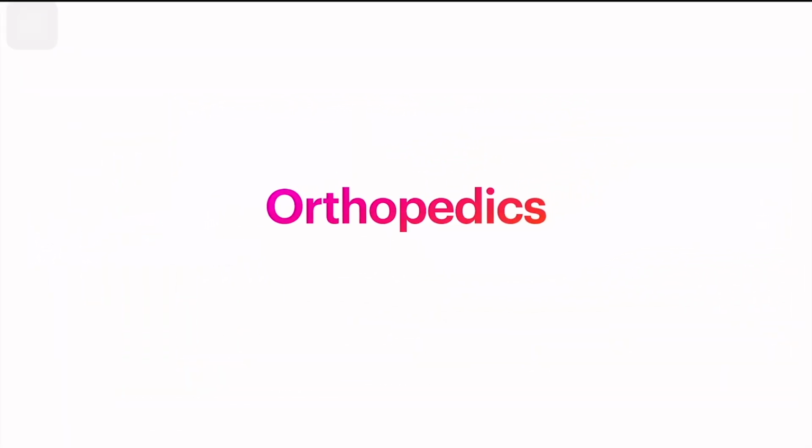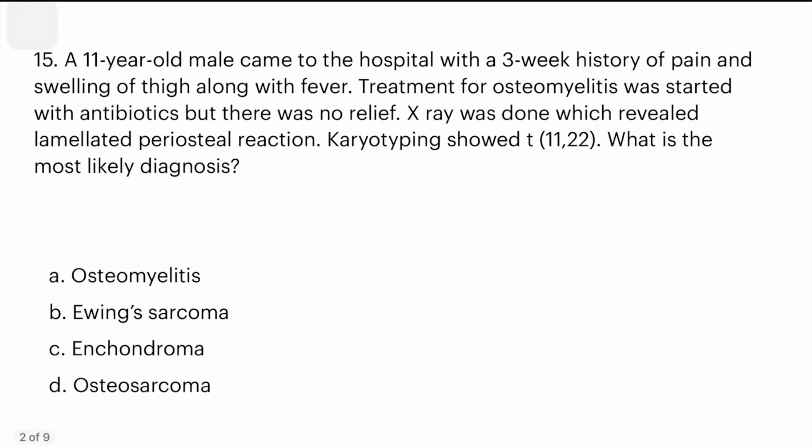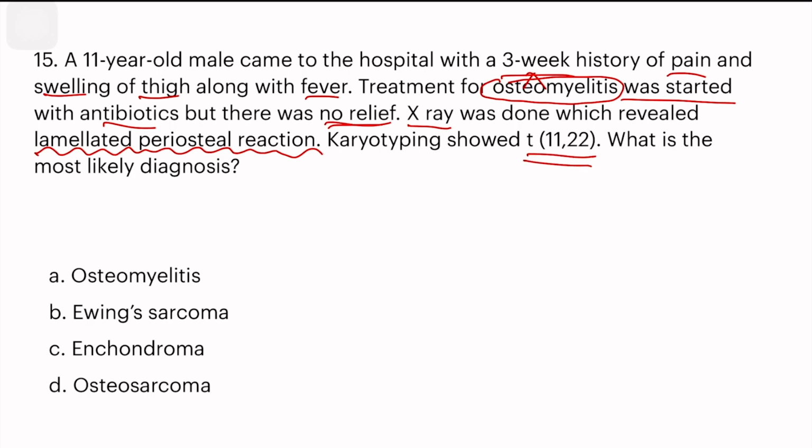Next is orthopedics. So it's a big history. An 11-year-old male came to hospital with a 3-week history of pain and swelling of the thigh along with fever. So obviously they have diagnosed it as osteomyelitis and treatment was started with antibiotics but no relief. So this means osteomyelitis is not the diagnosis. So later X-ray was done which revealed lamellated periosteal reaction and karyotyping showed translocation of 11;22. What is the most likely diagnosis?